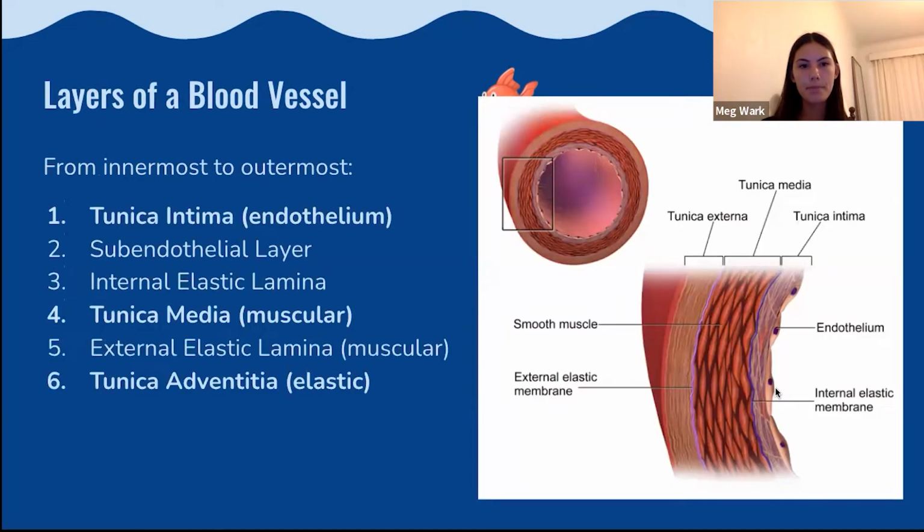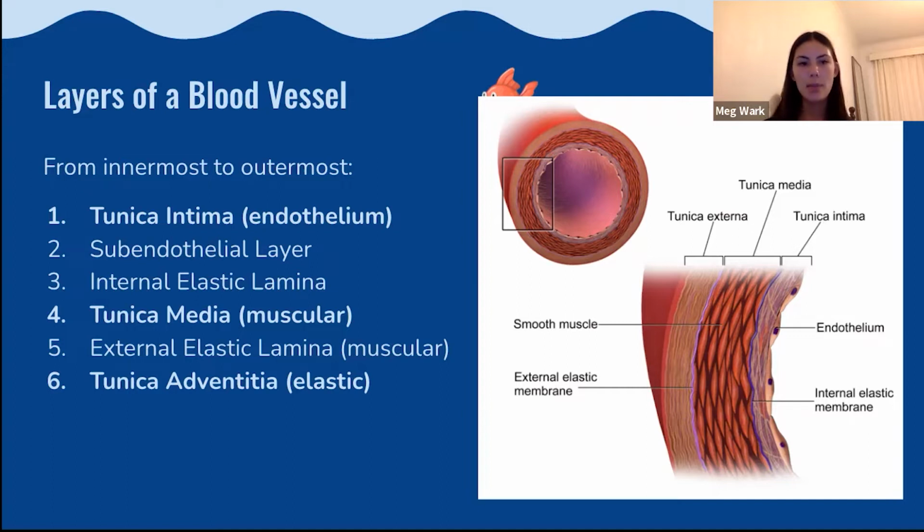Layers of a blood vessel. As you can see in the diagram to the right, we're going from innermost to outermost now. So this is the inside of the blood vessel. We have the tunica intima, which is made of endothelial cells. Endothelial cells are just like your epithelial cells, but the prefix endo means to do with blood vessels. So endothelial cells are only found in blood vessels.